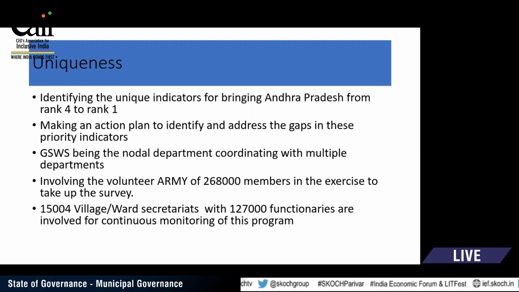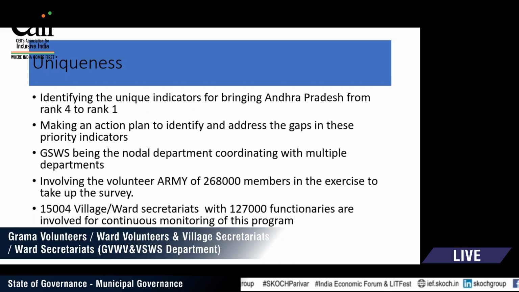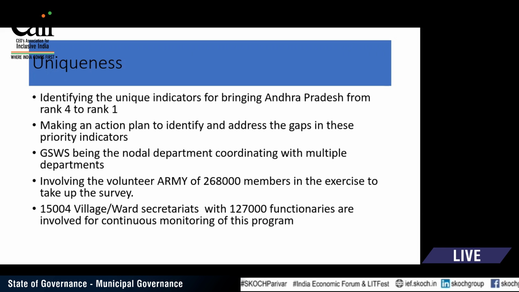The WS department is the nodal department coordinating the efforts of all the departments like health, education, and women and child, involving an army of 2,68,000 members in this exercise to take up the survey, and about 15,000 village ward secretariats with 1,27,000 functionaries are involved for continuous monitoring of this program.